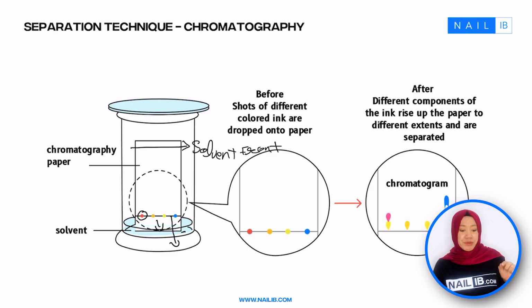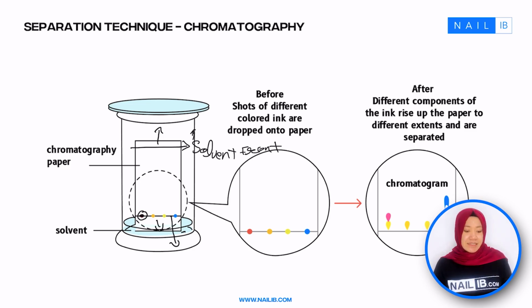And after you put the small amount of the mixture, first you need to draw the line using a pencil, and then you put the dot of a small amount of a mixture, and then you place this paper into the container, this container or a jar, and you can hang them using a thread and cover it using a lid, because otherwise the solvent will evaporate and you finish the solvent. So there won't be any mobile phase to carry out the components.